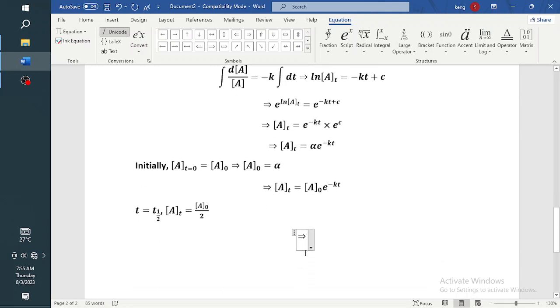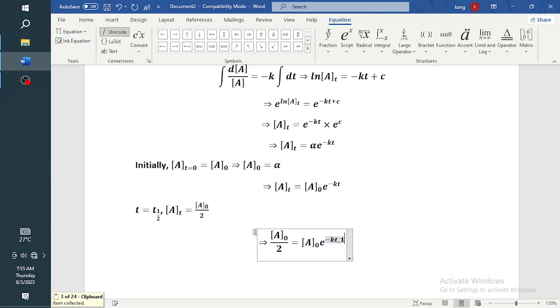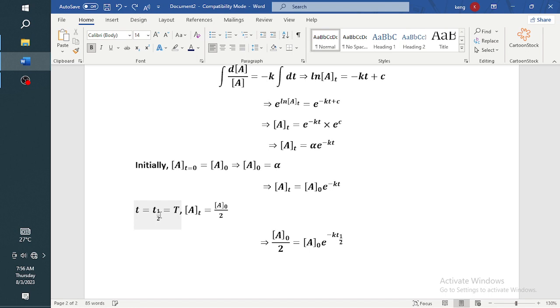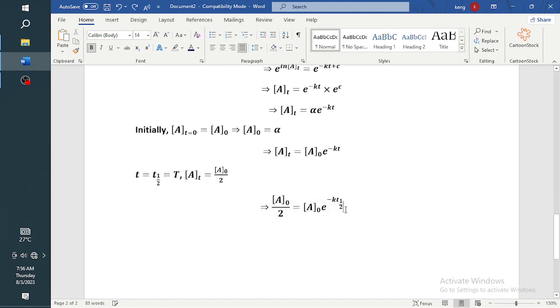So from here, I'm going to replace the concentration with the initial concentration divided by 2, equate it to everything on the right, and replace the t with t half. That's the half-life actually. Let's just call it capital T. Sorry about that. Let us call it capital T. So from there, what do we have?